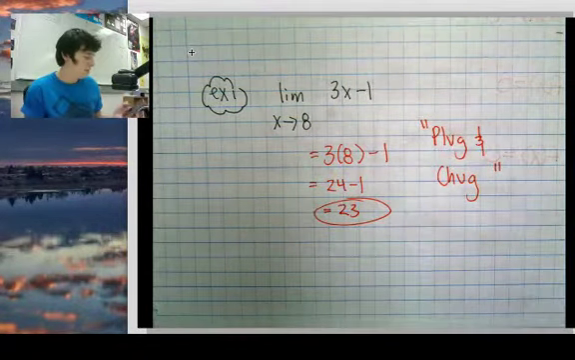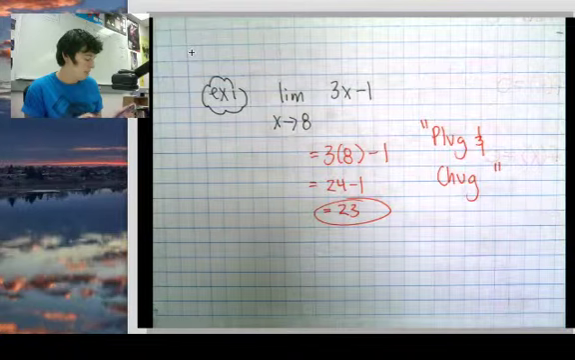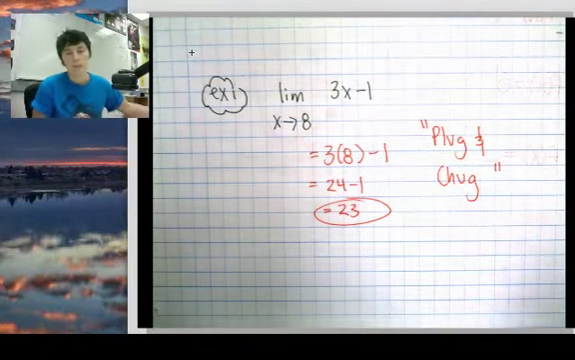Dang, my phone. I gotta turn it off. It's dying totally.